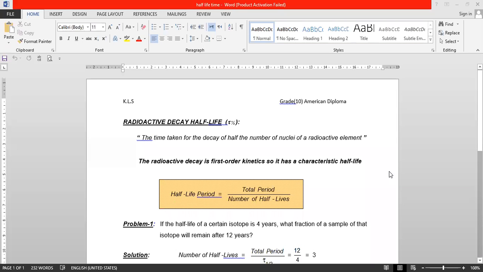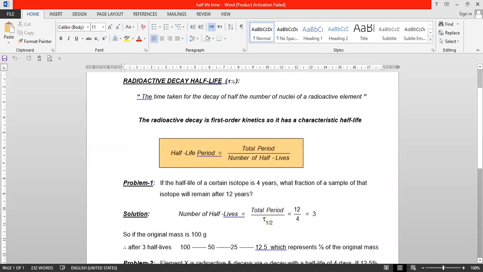Okay, in this lesson, we're going to talk about half-life time. Half-life time is the time taken for the nucleus to decay to its half value. What does this mean? This means that if I have a 100-gram mass, how much time is needed for the nucleus to decay to its half mass, which means to reach 50 grams. Total period means the total time needed for the nucleus to be stable. The number of half-lives, we'll understand it more in the problems.